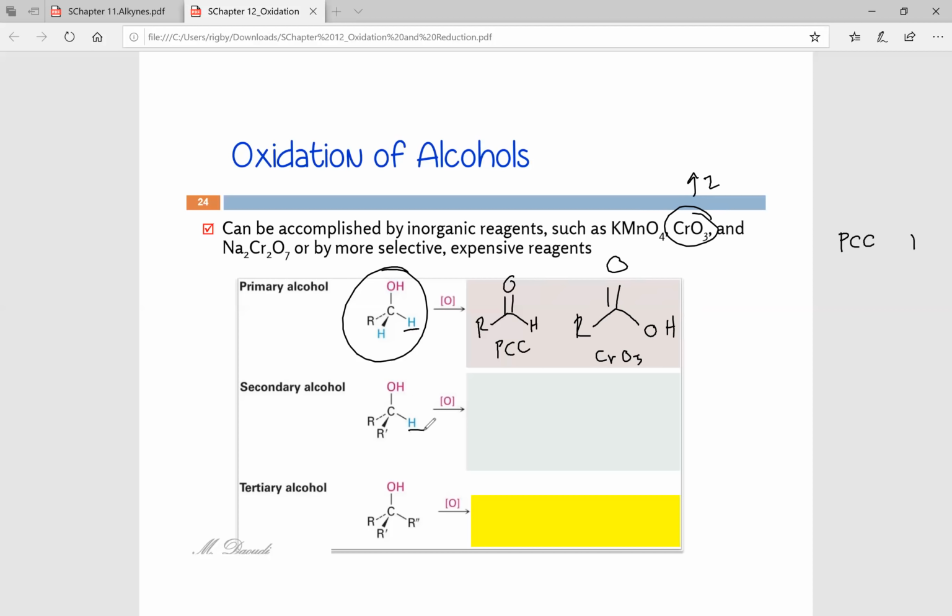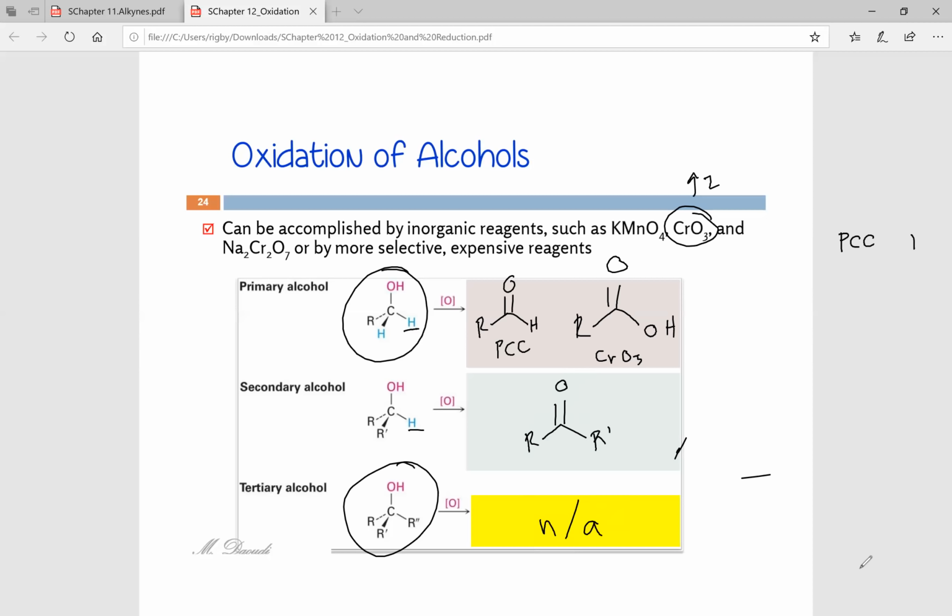We see, oh, we only have 1 hydrogen, so we can only oxidize 1 time. So both of our strong and our weak reagents are going to create the same thing, a ketone. Okay? And then finally, we see with our tertiary alcohol, we have 0 hydrogens that we can oxidize. So we get no answer here, because it cannot oxidize a carbon-carbon bond. It can only really oxidize carbon-hydrogen bonds, okay?